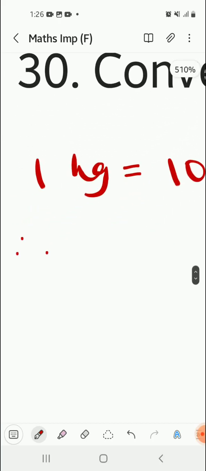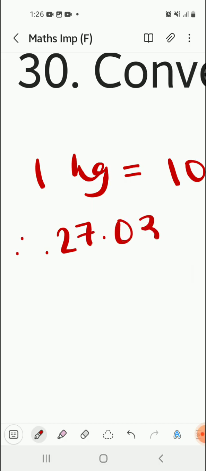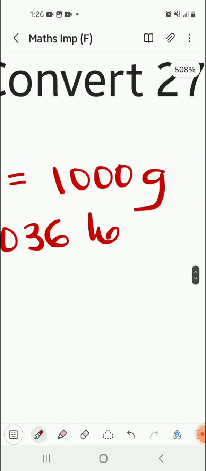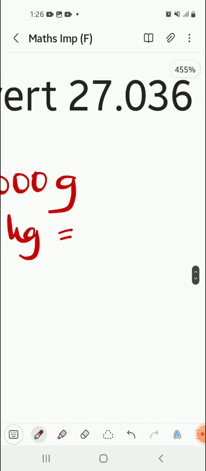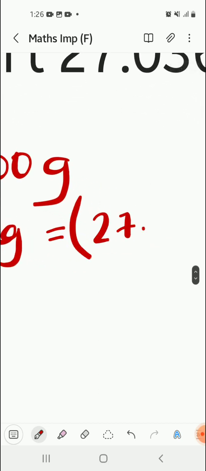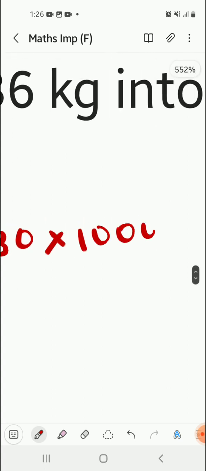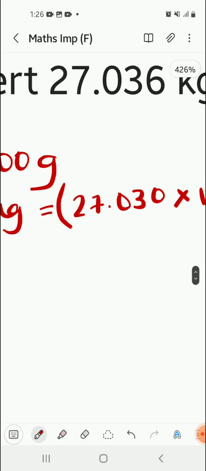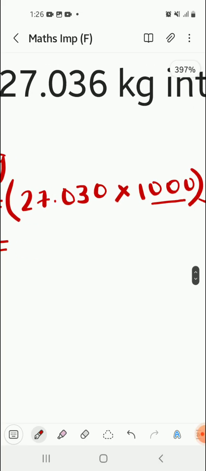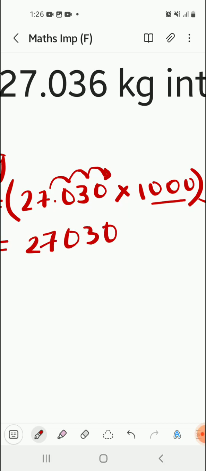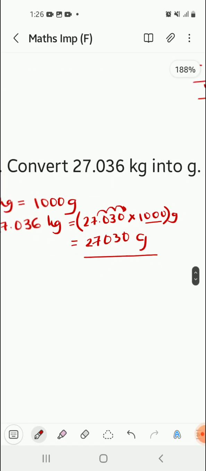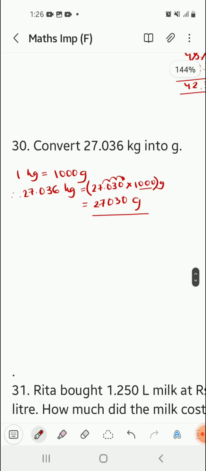So therefore 27.036 kg is equal to 27.036 kg into 1000, and the whole thing gets converted to gram. 1000, there are 3 zeros, so the decimal point shifts once, twice, and thrice to the right. So my answer becomes 27030 gram. That's it. This is my answer. Moving on to the next question.